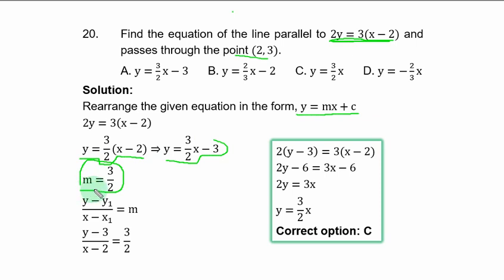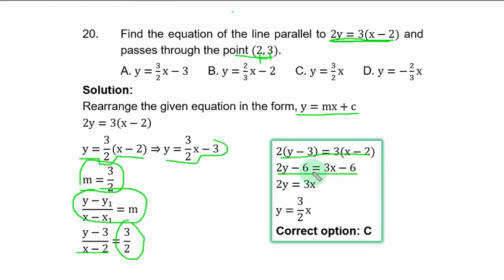Now, such equation can be formed using the point gradient form. Already gradient is 3 over 2. If you look at this coordinate, the first point is x1 and the second point is y1. So you have it in this form. If you cross multiply, you have this result. You open brackets, you have this result.